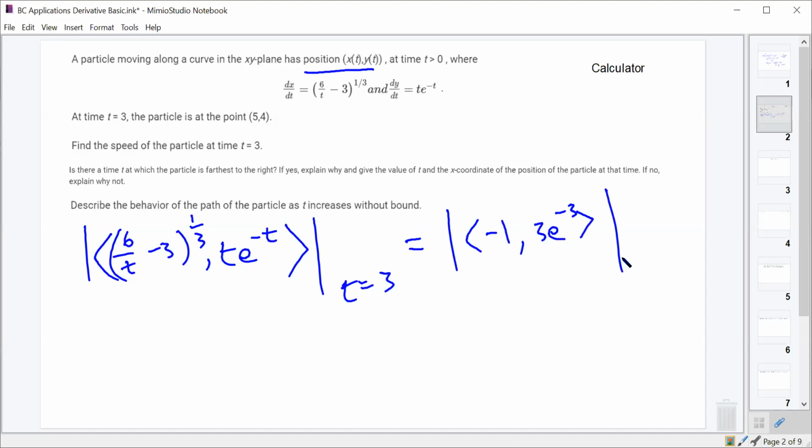Everybody good with that so far? You guys all get that? So we should have the square root of negative 1 squared plus 3e to the negative 3 squared. And what did that come out to be? My guess is just very slightly above 1.011. Did everybody get 1.011 for that? Cool. Anybody have any issues with that part?